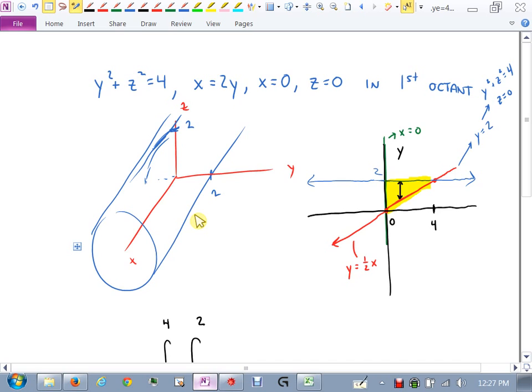So we have to take the cylinder and we have to solve for which variable? We have to make it a function of x and y. So we solve it for z. When you solve that for z, what do you get? Z equals plus or minus the square root of 4 minus y squared. And I'm only going to take plus because I'm in the first octant, right? So that's our function.